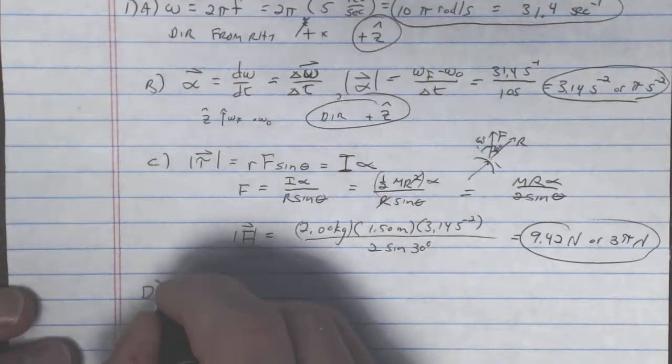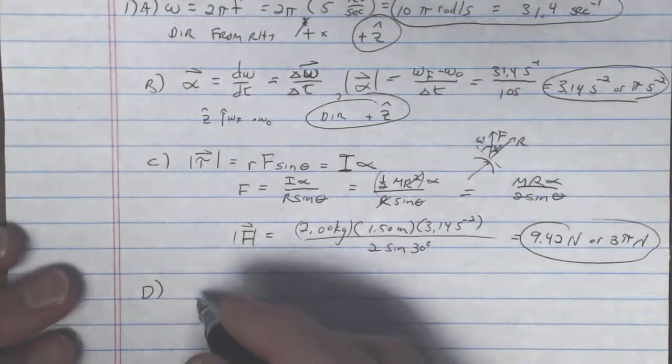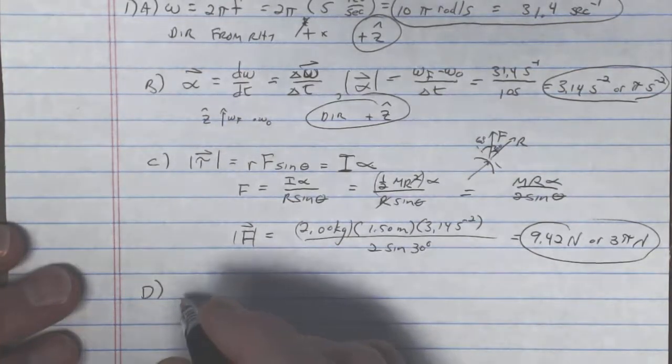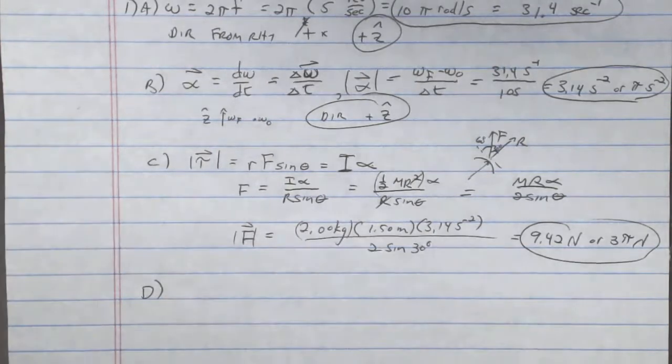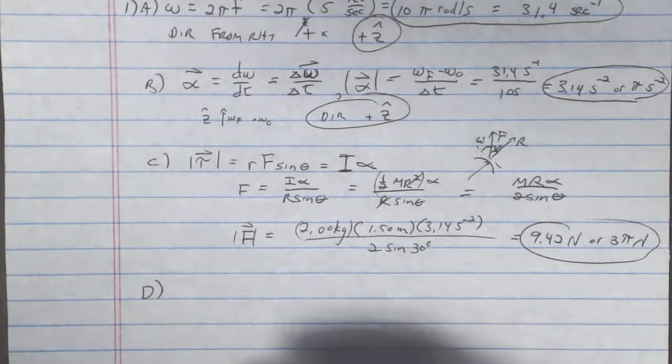Okay, that brings us to D. Part D asks you how many rotations does the disk make before it reaches full speed. Well, this is a basic kinematics question, like asking if something's accelerating translationally with A, over a certain time t, how far does it move?